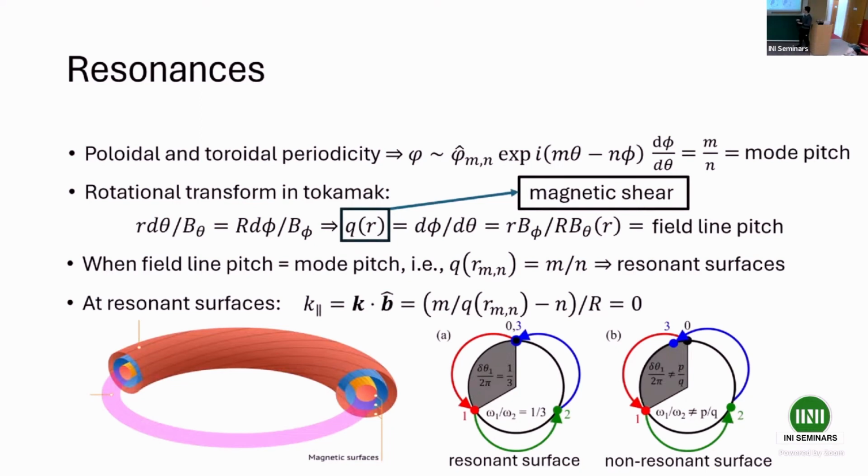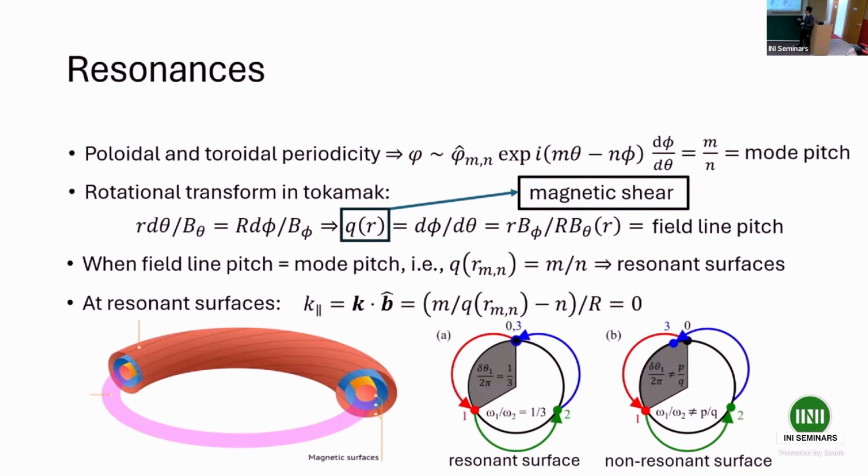So the important thing is when the field line pitch equals the mode pitch, that is q equals m over n, we can define resonant surfaces, where the plasma mode and the magnetic field are resonant. Because we're talking about the periodic case, m and n are integers, so q is a rational number. So sometimes the resonant surfaces are also called rational surfaces. Look at this picture.